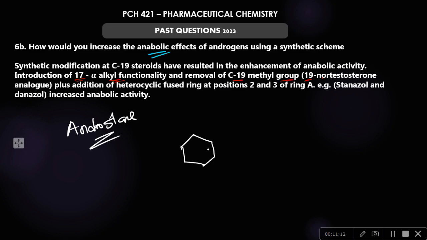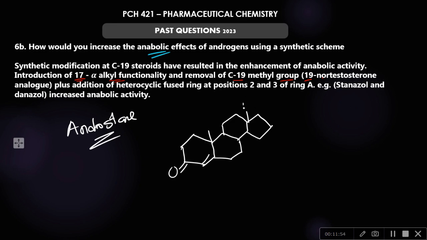It has 19 carbons, so it's an androstane. We said earlier that the structure has a double bond O, something like this, here. Now, what we are saying is that by introducing at position number 17 an alkyl group like methyl testosterone, are you getting it? You will actually increase the anabolic effect.